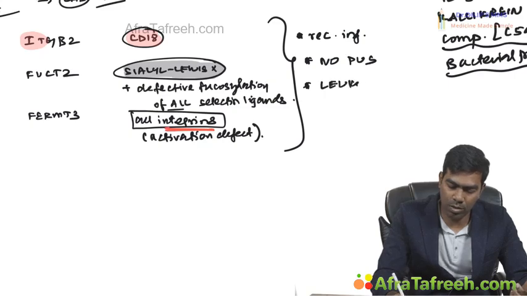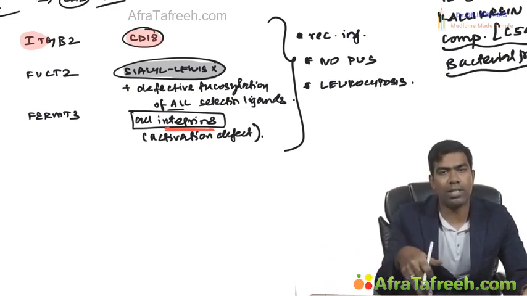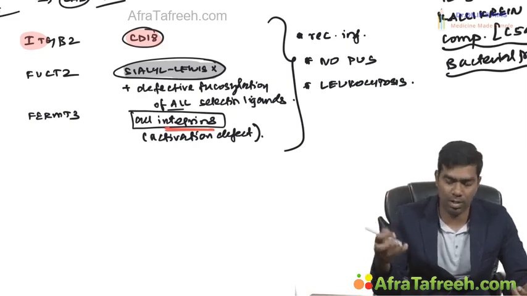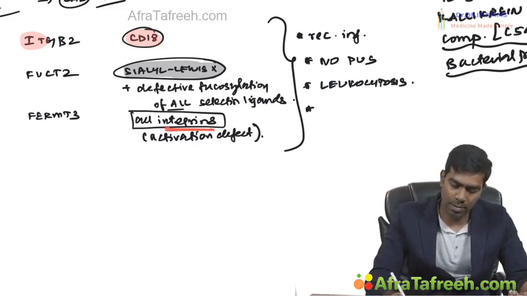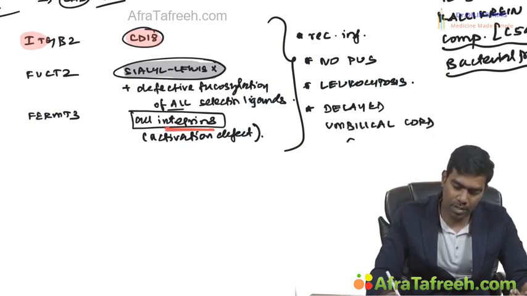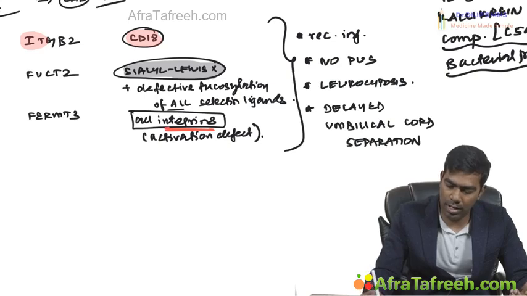And the patient will have leukocytosis because they cannot move and they stay within the vascular compartment. It appears the patient is having a high level of neutrophils. Simple. That's why you have leukocytosis. And the patient will have delayed umbilical cord separation. And this is very important for exams, delayed umbilical cord separation. Why do they have delayed umbilical cord separation?